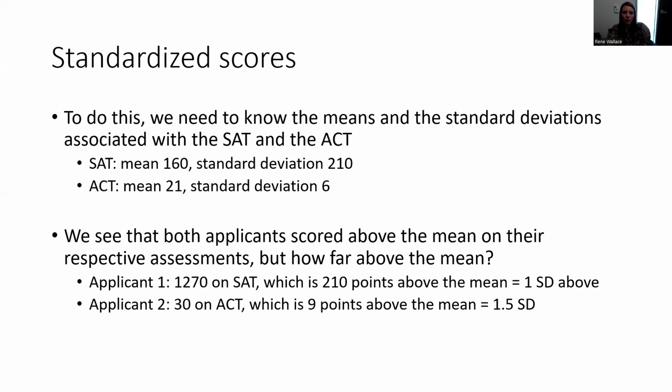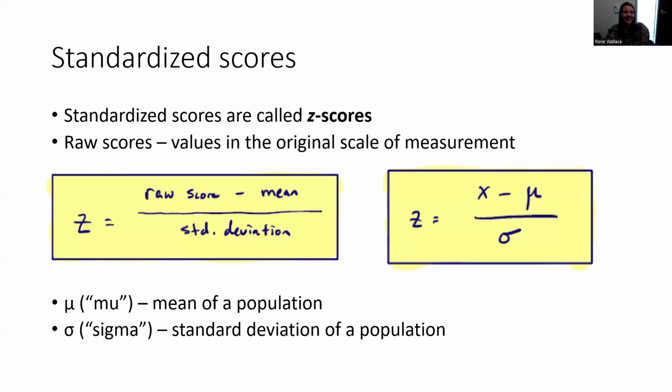Applicant two scored a 30 on the ACT, and that's 9 points above the mean because we know the mean is 21. And so if standard deviation is 6 and they scored 9 above it, that's 1.5 standard deviations above the mean. Well, that means that applicant number 2 did better. Good job, applicant number 2, because you scored 1.5 standard deviations above the mean instead of just 1. So if we could only take 1, I'm probably going to take applicant number 2, unless they have some killer references or something like that.